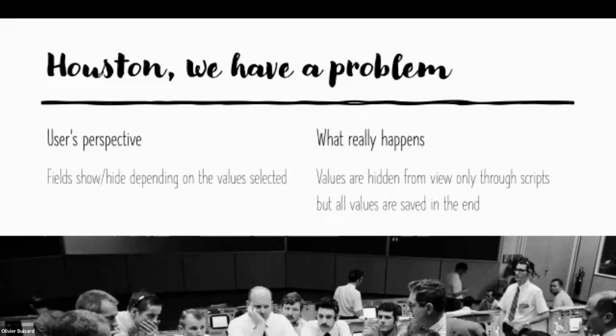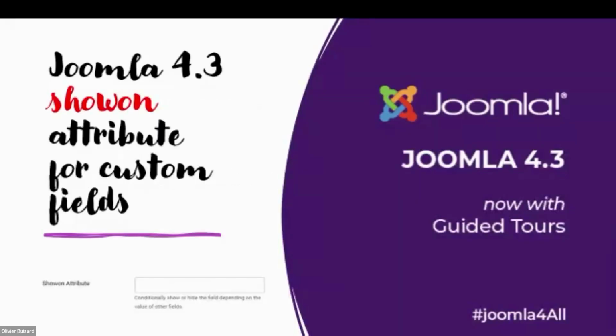So you're going to tell me, why do you need to know all of this? Because you just use the functionality, it's seamless to you as the end user, so it doesn't matter. Well, it's because since Joomla 4.3, as an end user, you now have access to this attribute when creating custom fields. So let's see how it works in Joomla 4.3.